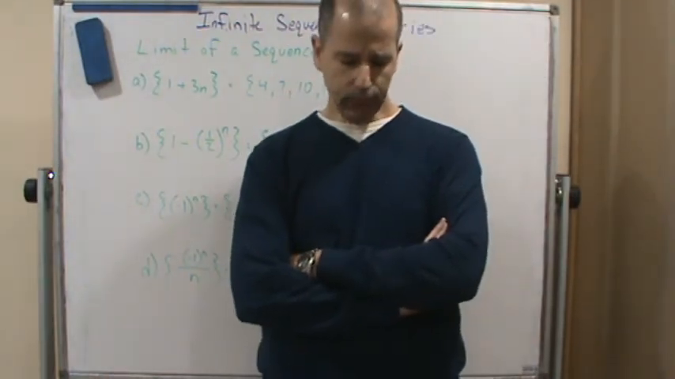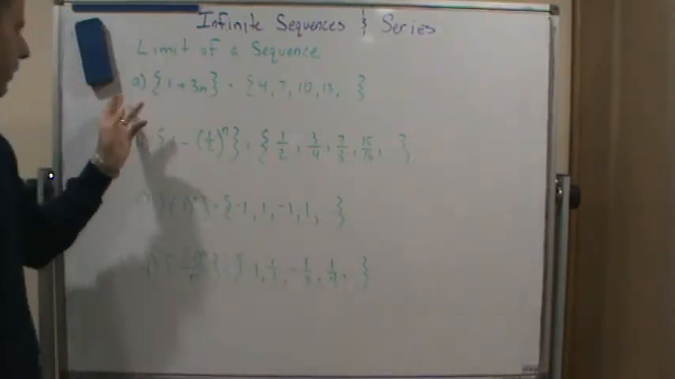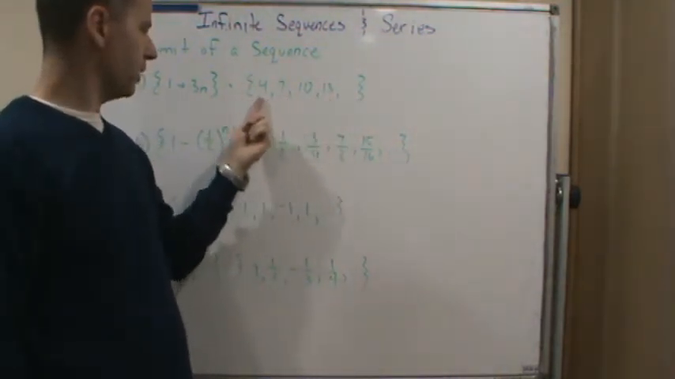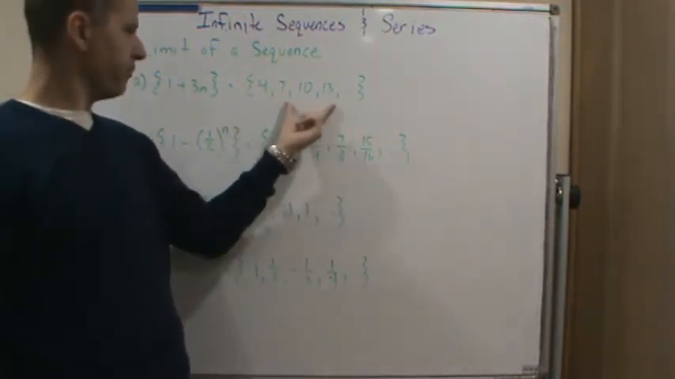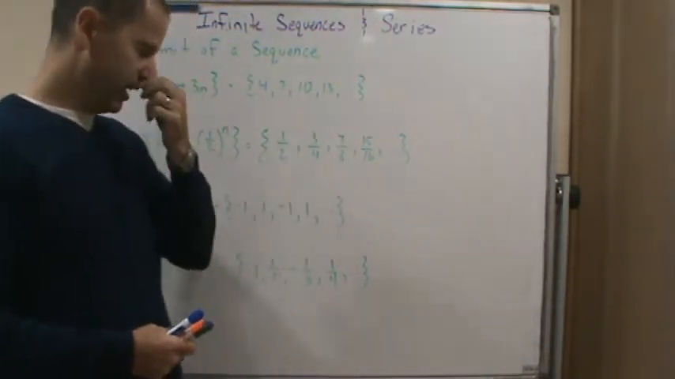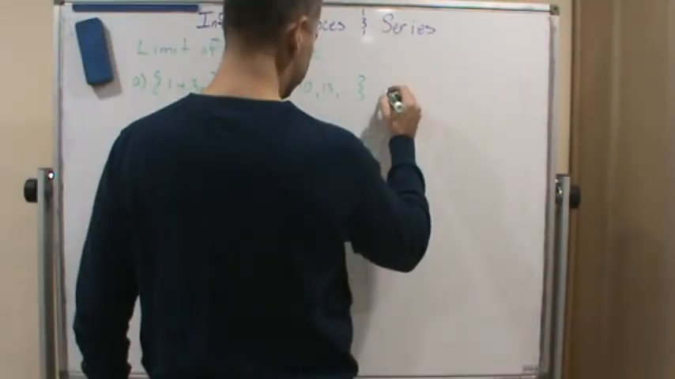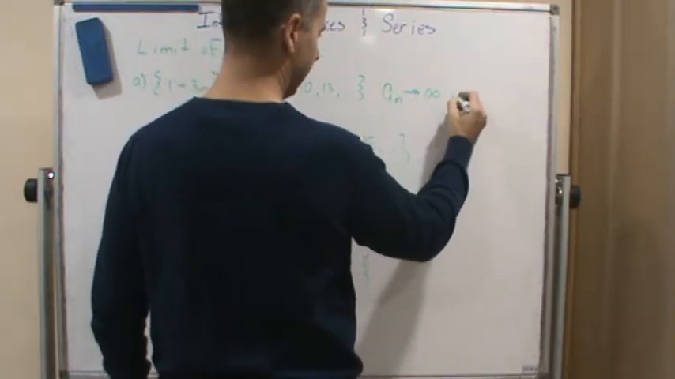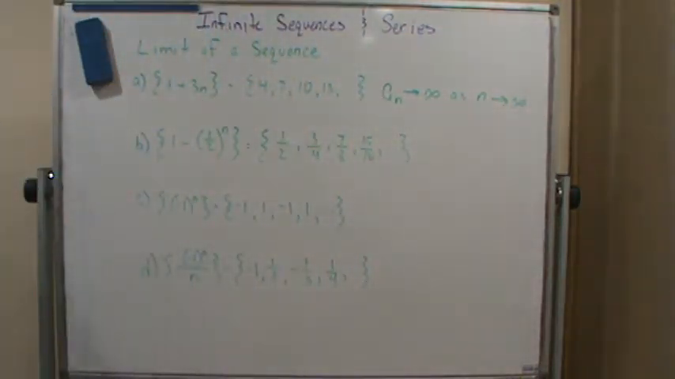So let's use a few examples to see what we mean. If we look at the first one, we've got 1 plus 3n, and if we list out some of the terms of the sequence, it looks like the terms are just getting arbitrarily bigger as n gets bigger. So we would say that a sub n is approaching infinity as n approaches infinity.